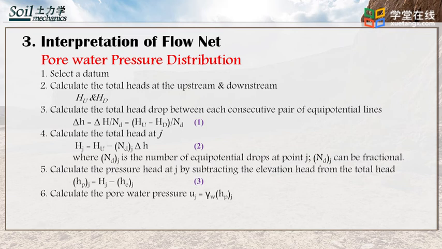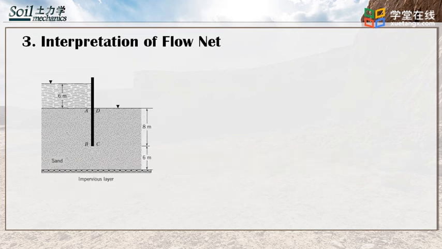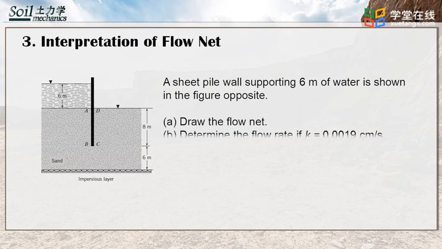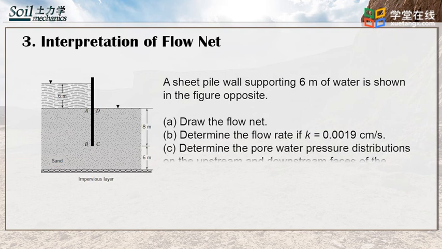As for the two-dimensional problem shown in the figure, a sheet pile wall supporting 6 meters of water, you are required to draw the flow net, determine the flow rate if K equals 0.0019 cm per second, and determine the pore pressure distribution on the upstream and downstream faces of the wall.